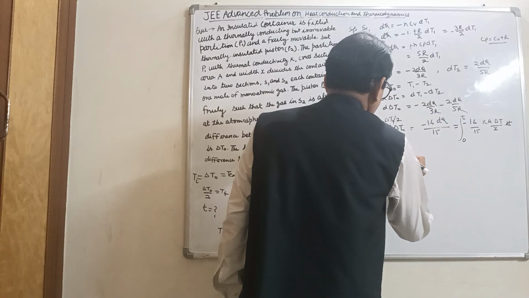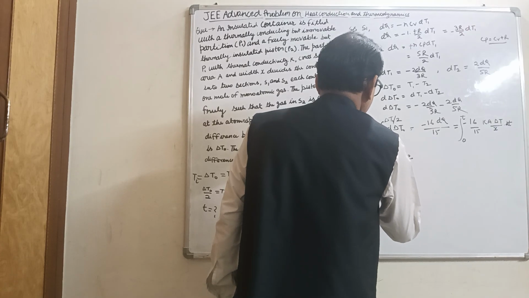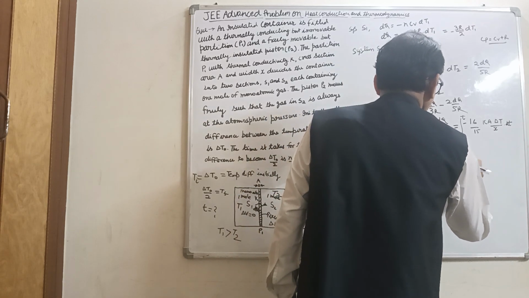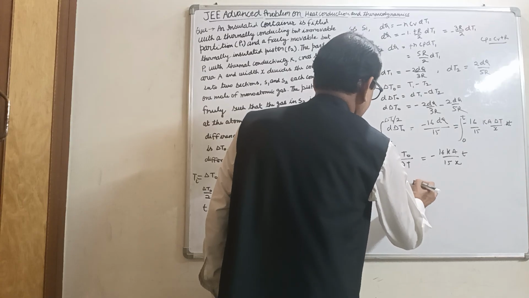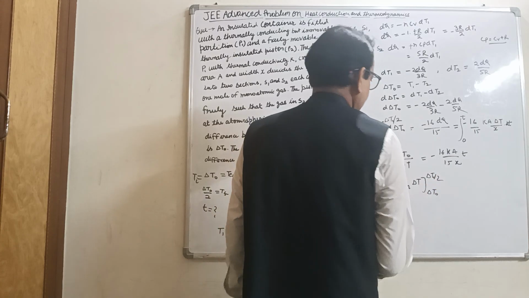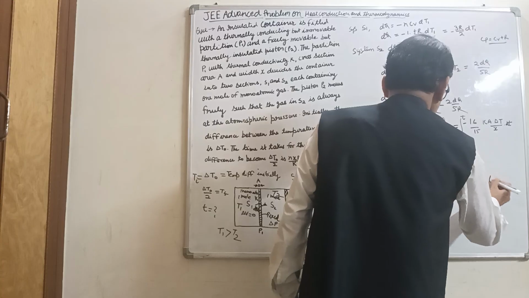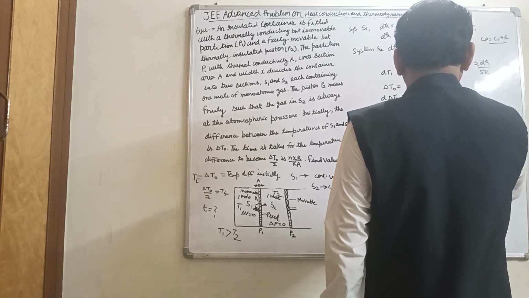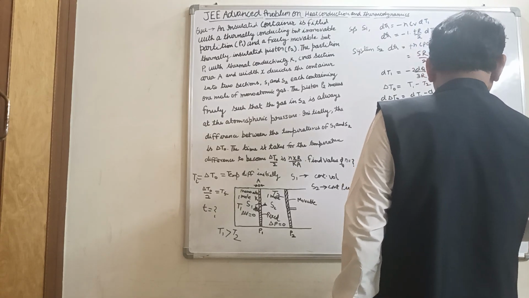So we write here d delta T upon delta T, from delta T naught to delta T naught by 2, equals minus 16 K A by 15 x r into dt, from 0 to T. So on integrating, this would be natural log of delta T, with limits delta T naught by 2 to delta T naught, equals minus 16 K A by 15 x r into T.